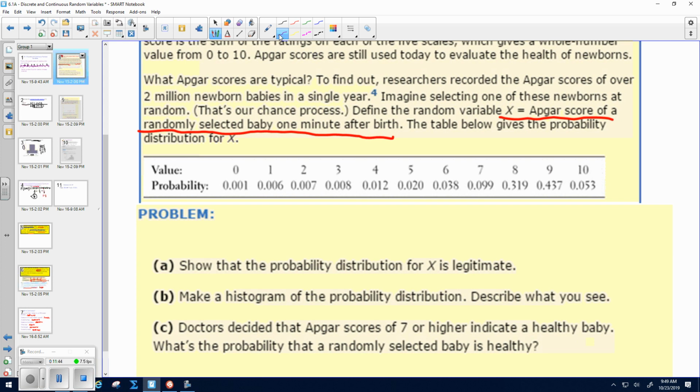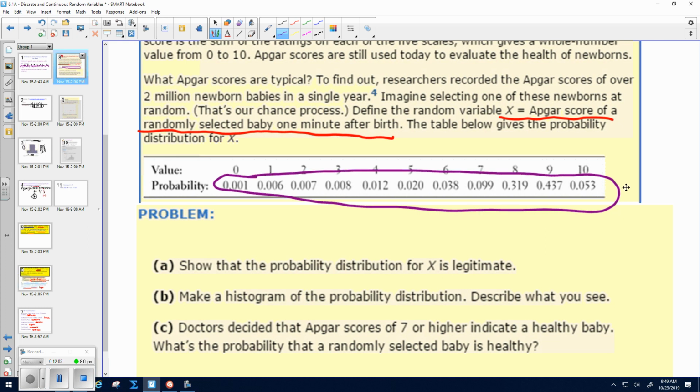So Jake, what would I do to show that it's legit? Sam, what do you think? Yeah. Add these all up and they have to equal what? 1. These do, so it's legit. Okay.